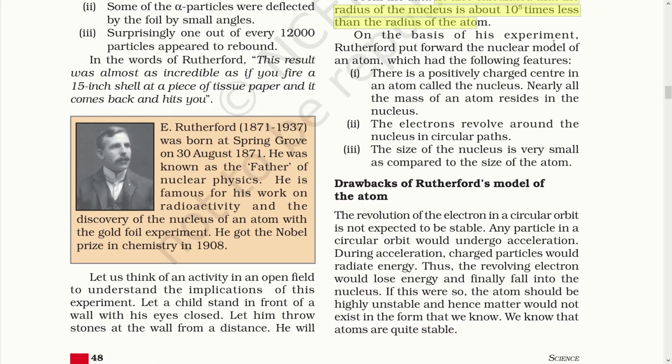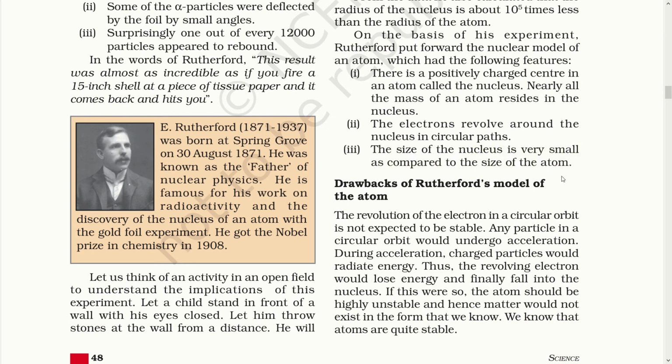On the basis of his experiment, Rutherford put forward the nuclear model of the atom, which had the following features. There is a positively charged center in an atom called the nucleus. Nearly all the mass of the atom resides in the nucleus. The electrons revolve around the nucleus in circular paths. And the size of the nucleus is very small as compared to the size of the atom.